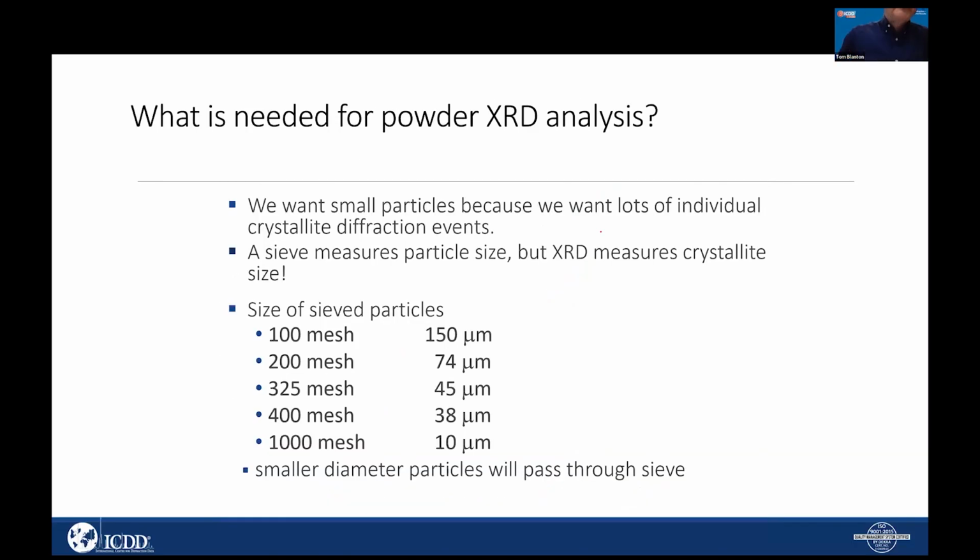So what is needed for powder XRD analysis? We want small particles because we want lots of individual crystalline diffraction events. We can use something like a sieve to separate out particle size, but remember XRD is measuring the crystallite size. You can have different sieves, and the sieve will have what's called a mesh size. It's really how many, I'll call it wire pairs, per inch, and the number of pairs will affect the hole opening in the mesh screen, and that will influence what particles will pass through.